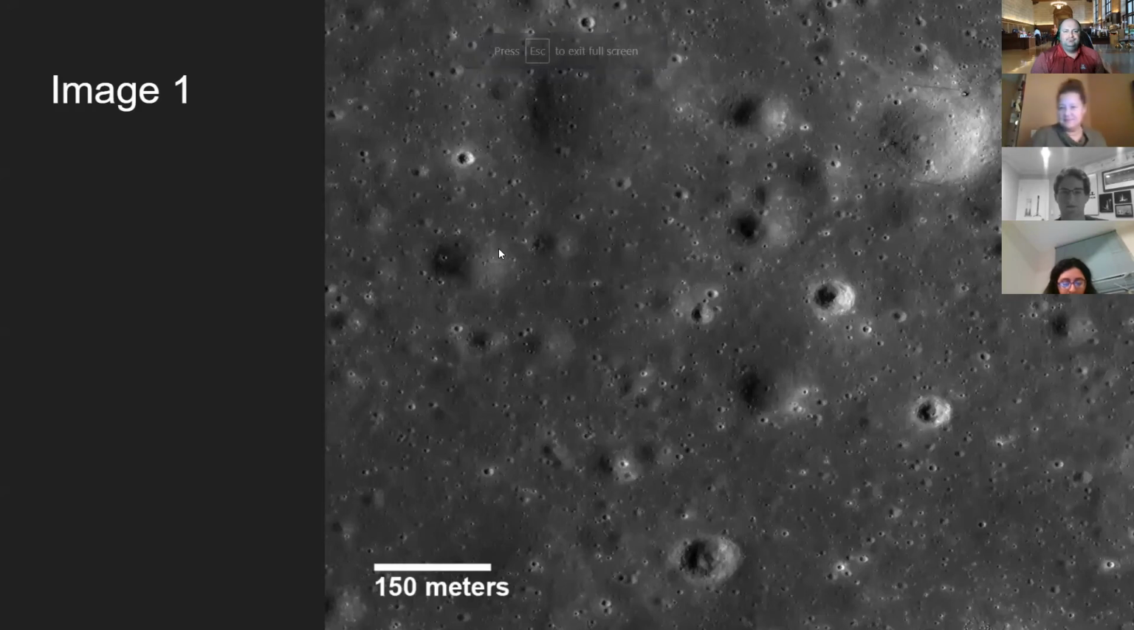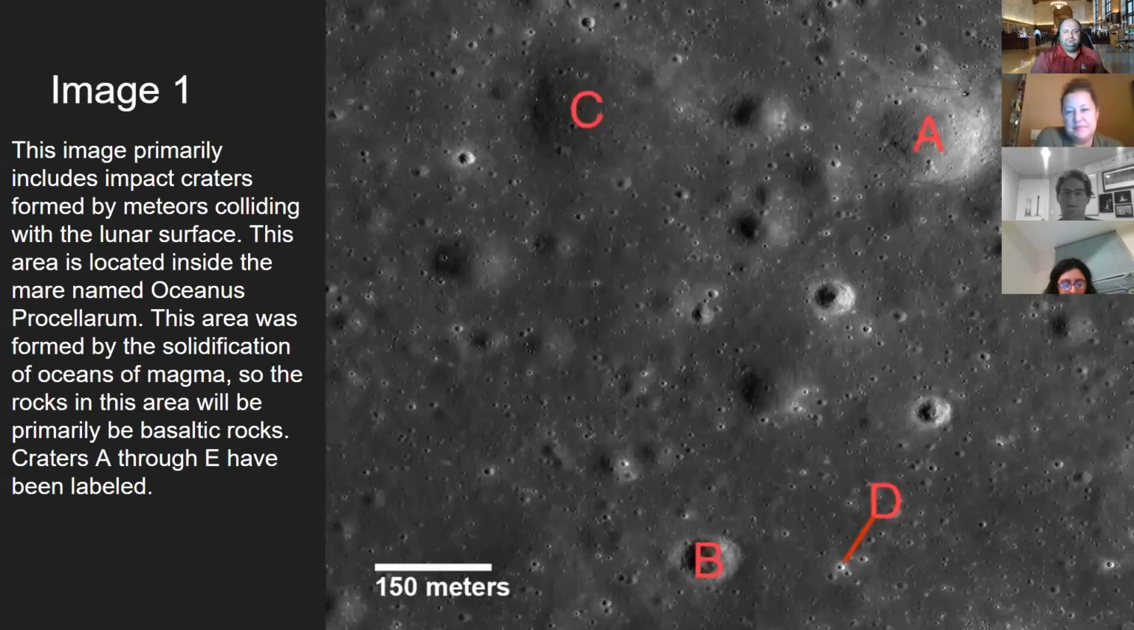For all three images, I did a general overview of the whole thing itself, and then I focused on specific features of the image. With the first one, the main surface features were really just impact craters. This area is located in one of the mare on the moon, so all the rocks are mainly basaltic because they're all volcanic rocks. And I labeled 5 craters here.